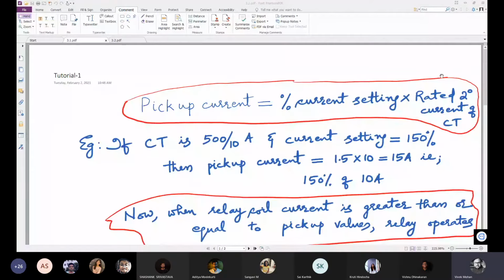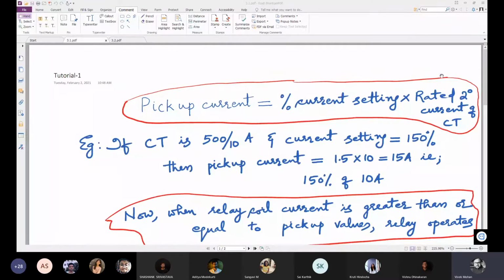Now this is one representation, because we are relating the pickup current in terms of rated secondary current of the CT. If the CT ratio is 300 by 5, then 5 is the secondary current rating of the CT. So that must be multiplied with the percentage current setting. If percentage current setting is 150%, that means 1.5 is the value, right? So 1.5 into 5, if 5 is the secondary rated current.